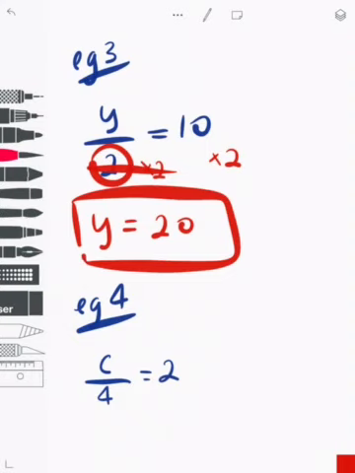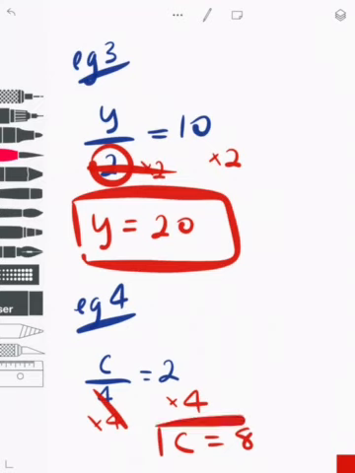That's my final answer. Here I have c divided by 4. C over 4 equals 2. In order to get the c by itself, I need to multiply, because the opposite of division is multiplication. Whatever I do on one side, I must do on the other side in order to balance it out. These two cancel out. I'm left with the answer as c equals 2 times 4, which is 8. Just like we did in our previous equations, we can always substitute these values back in order to find out whether we have the correct answer or not.